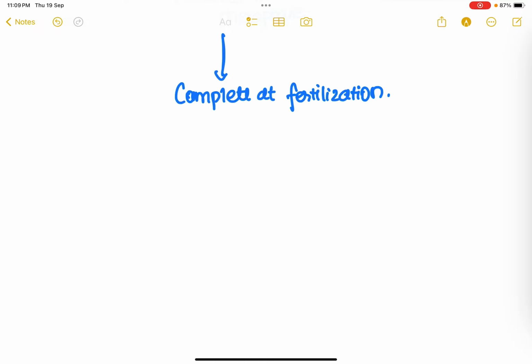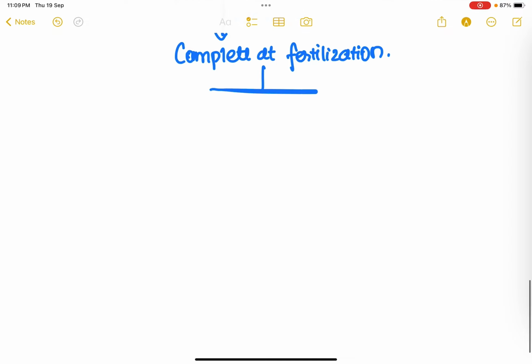What is fertilization? The fusion of the male and the female gamete, the sperm and the oocyte, which results in the formation of the zygote, right? So only at the time of fertilization, the secondary oocyte which was arrested in the metaphase is going to get completed. Now it is going to release two things. One is the ovum, which is 22 plus X, and the other is the second polar body.